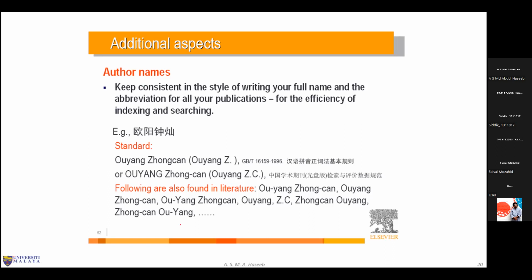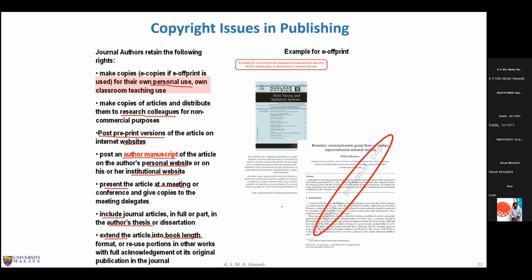One extreme example shown by Elsevier here is about Chinese names. They can write the same name in many different forms. These kinds of things are not preferable. So please write your name and then stick to that style for the rest of your academic life. I think I'll skip this.